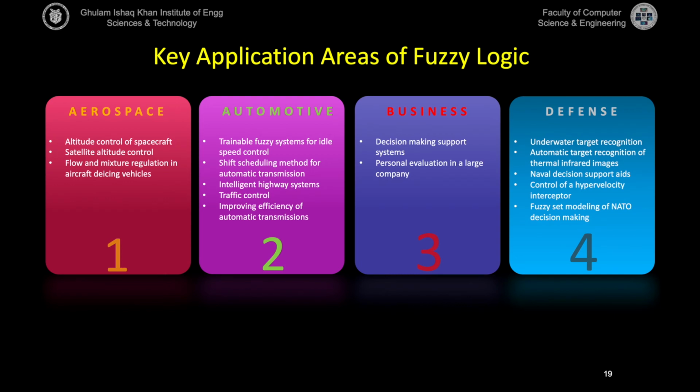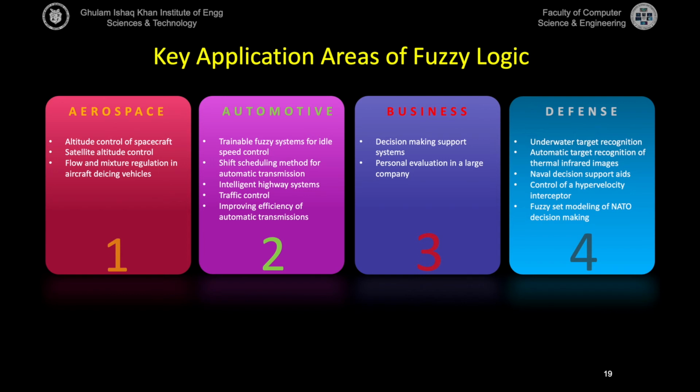Okay, so if the example is clear, I need to wrap up this whole lecture, this whole section, and for that I'll tell you what the key application areas of fuzzy logic are, where fuzzy logic has been applied, in a lot more detail. The first one is of course the aerospace industry, where altitude control of spacecraft is usually done for autopilot systems. The altitude for satellites is also controlled using the same system, and similarly the flow and mixture regulation in aircraft de-icing vehicles is also done using fuzzy logic in the aerospace industry.